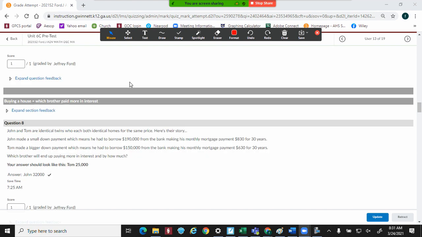All right. So John and Tom are identical twins who both, I think that's supposed to be bought identical homes for the same price. Here's the story. So John made a small down payment, which he had to borrow 190 from the bank. We can read that. Okay, so which brother will end up paying more in interest? Now, remember, folks, in this question, interest is defined as money paid more than the cost of the house.